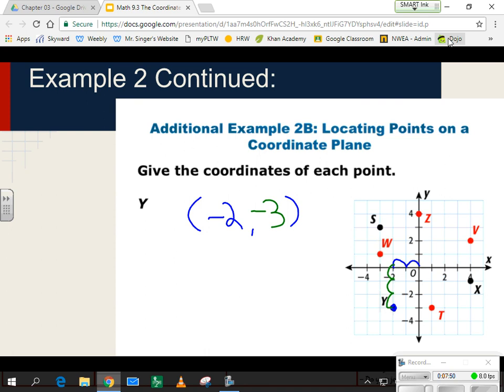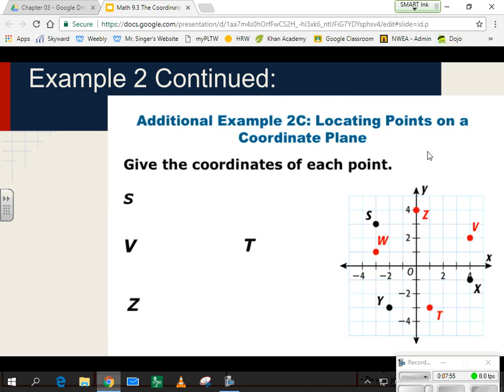Hopefully you're catching on or reviewing and remembering what you've learned here. All right, here's another couple coordinates here. Let's see if we can figure out the coordinates for these. So S is all the way over here, so that means we have to go over negative 3.